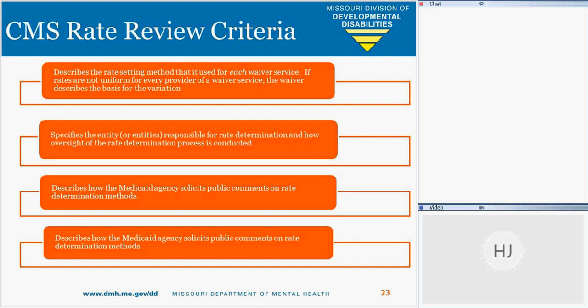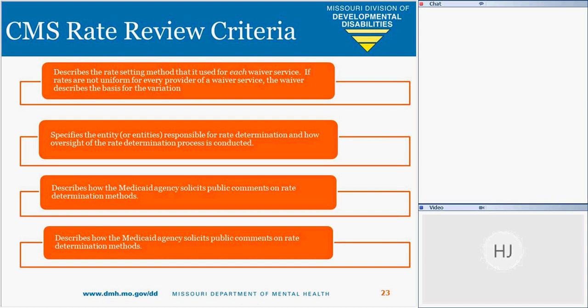CMS reviews our rates. They review the rate setting method that was used for each waiver service. It's not uniform for every provider of a waiver service, and the waiver describes the basis for the variation. So if you are varying a little bit, you have to describe why your variance is there.